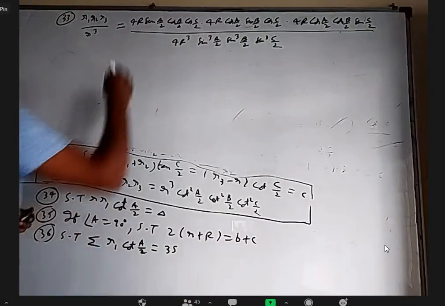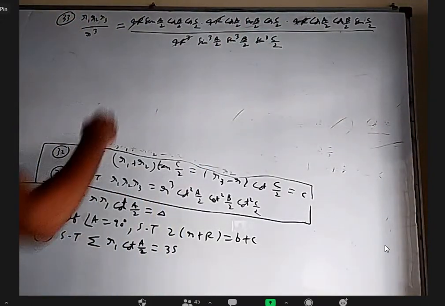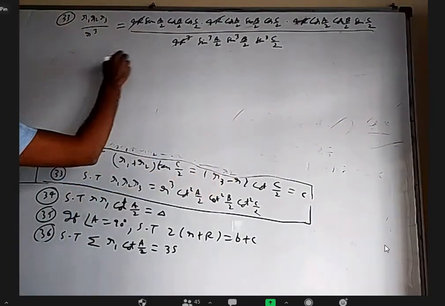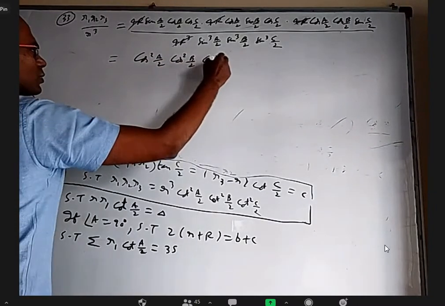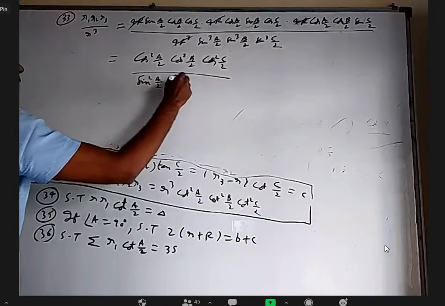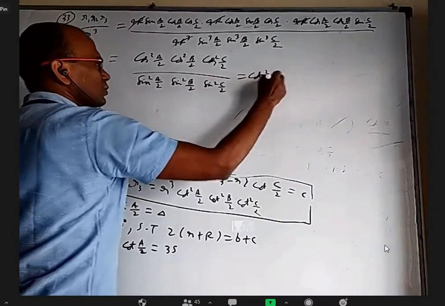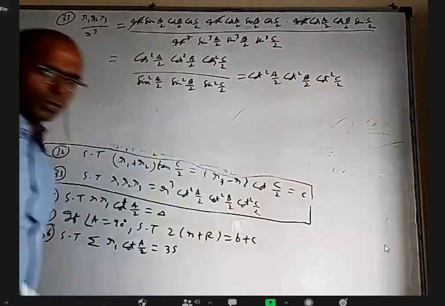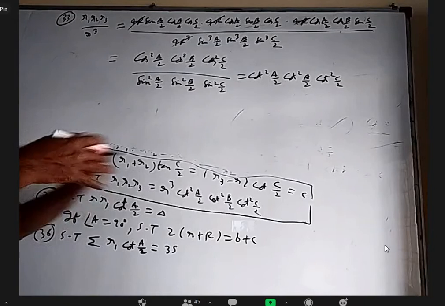Now most of the things will cancel. 4R, 4R, 4R and 4R cube will cancel. 1 sine A by 2 will cancel, 1 sine B by 2 will cancel, 1 sine C by 2 will cancel. Numerator will be left with cos square A by 2 into cos square B by 2 into cos square C by 2. Denominator will be left with sine square A by 2, sine square B by 2 and sine square C by 2, which is cot square A by 2, cot square B by 2, cot square C by 2. You can even find LHS separately, RHS separately. I brought only R cube down. Somebody can bring this whole thing down and say everything will cancel and say equal to 1 also.